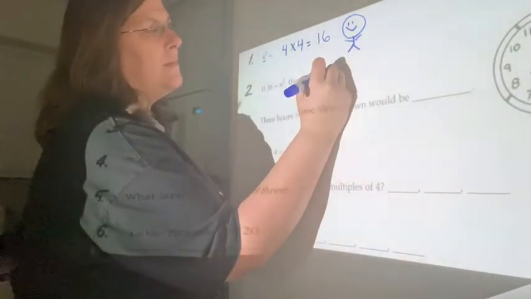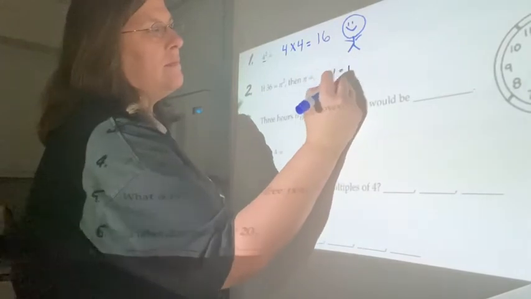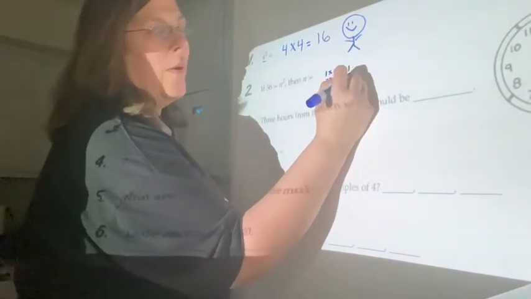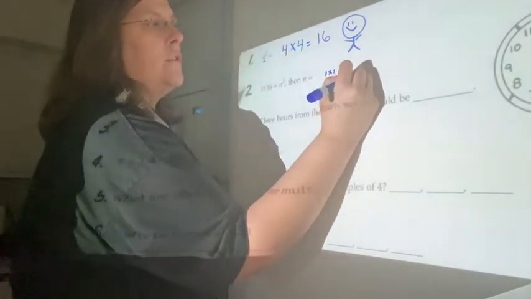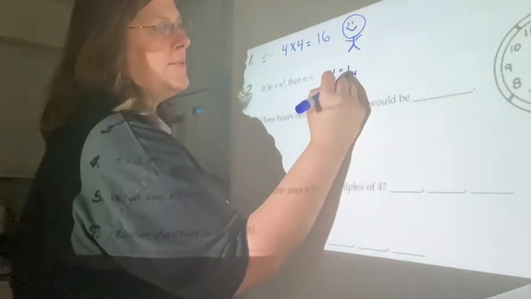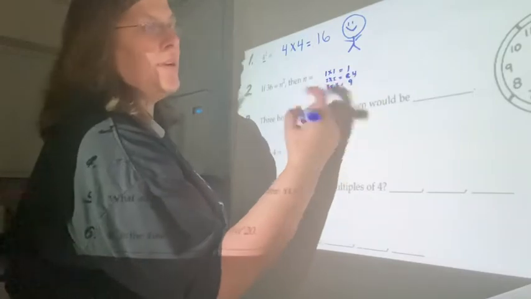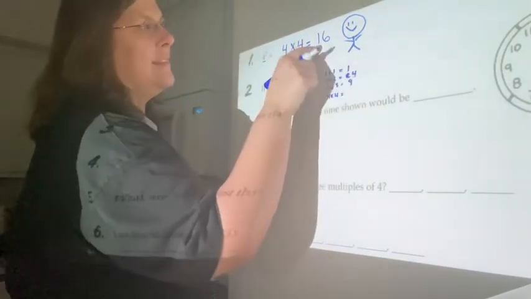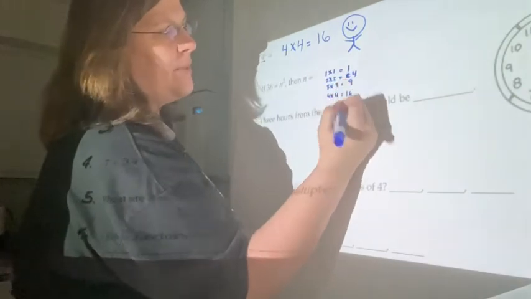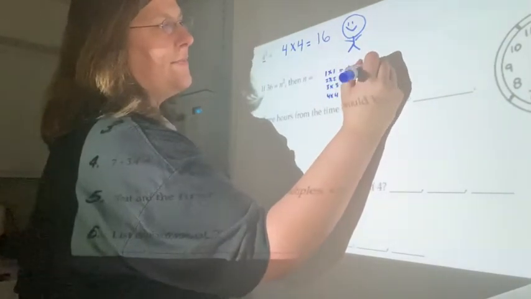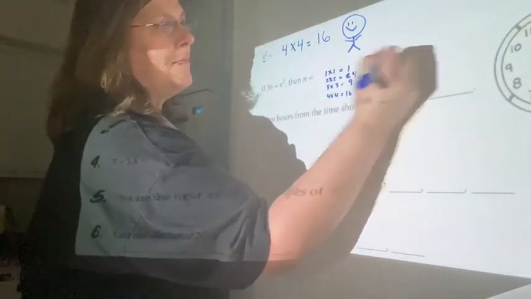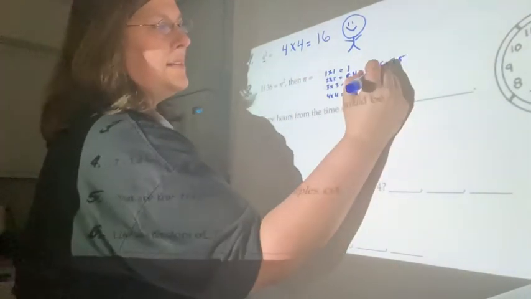1 times 1, 1. 2 times 2, 4. 3 times 3, 9. We're not anywhere near it, but don't worry, squares go up fast. 4 times 4, we already know that one. 16. With our little happy person next to it. 5 times 5, 25. Almost there. 6 times 6.